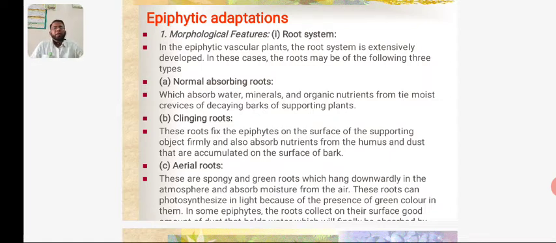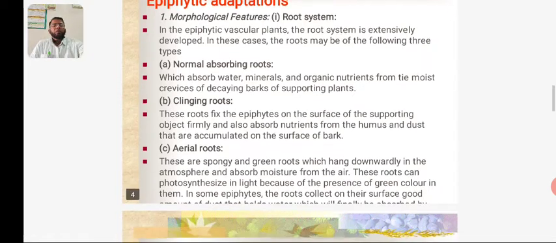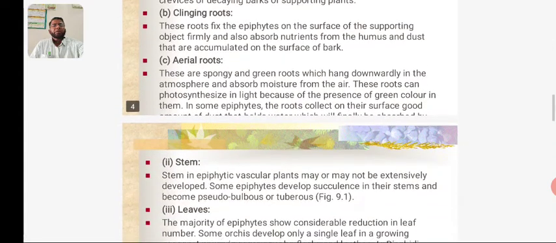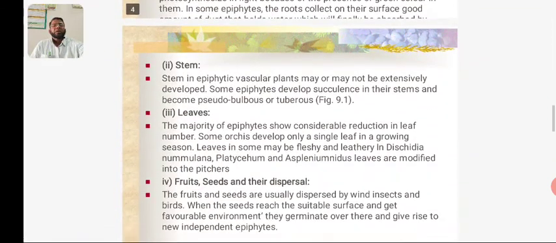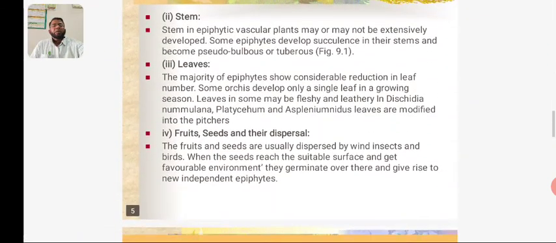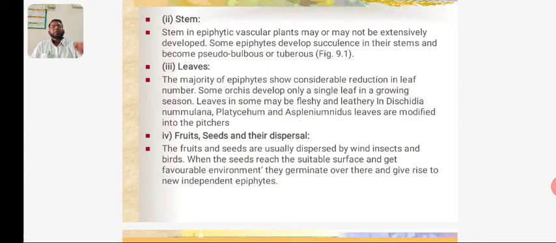Aerial roots are spongy and green roots which hang downwardly in the atmosphere and absorb moisture from the air. These roots can photosynthesize in the light because of the presence of green color in them. In some epiphytes, the roots collect surface goods and fulfill their nutrient needs. Such three types of roots are seen in these plants, which are not present in other plants.